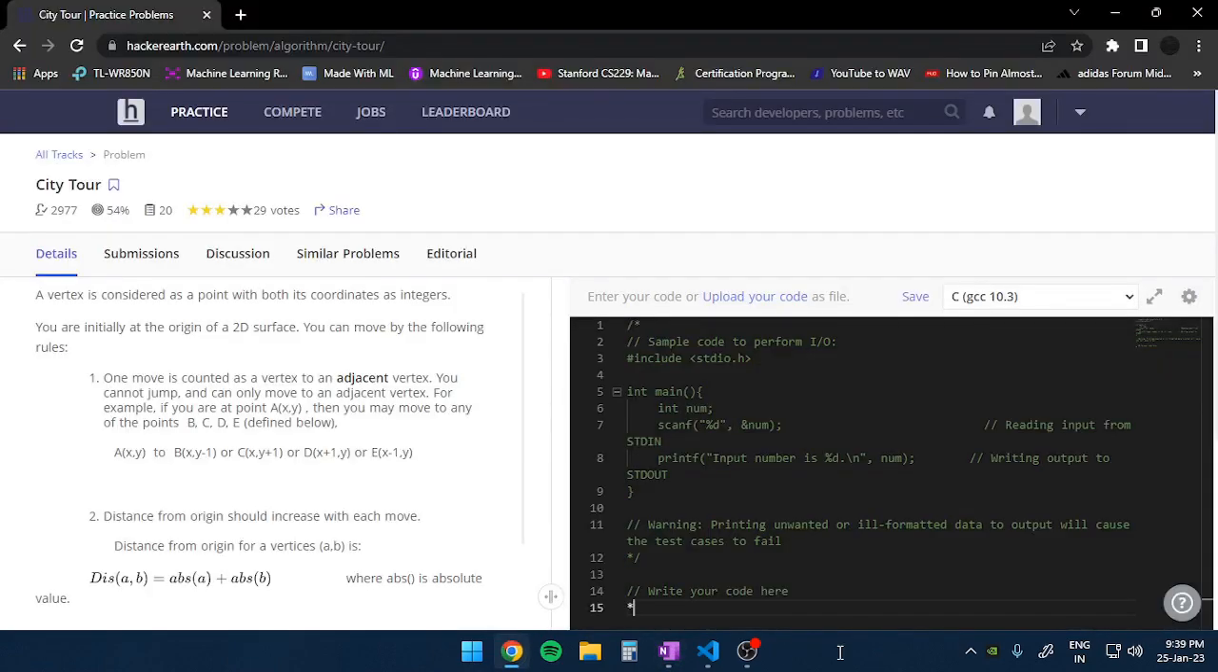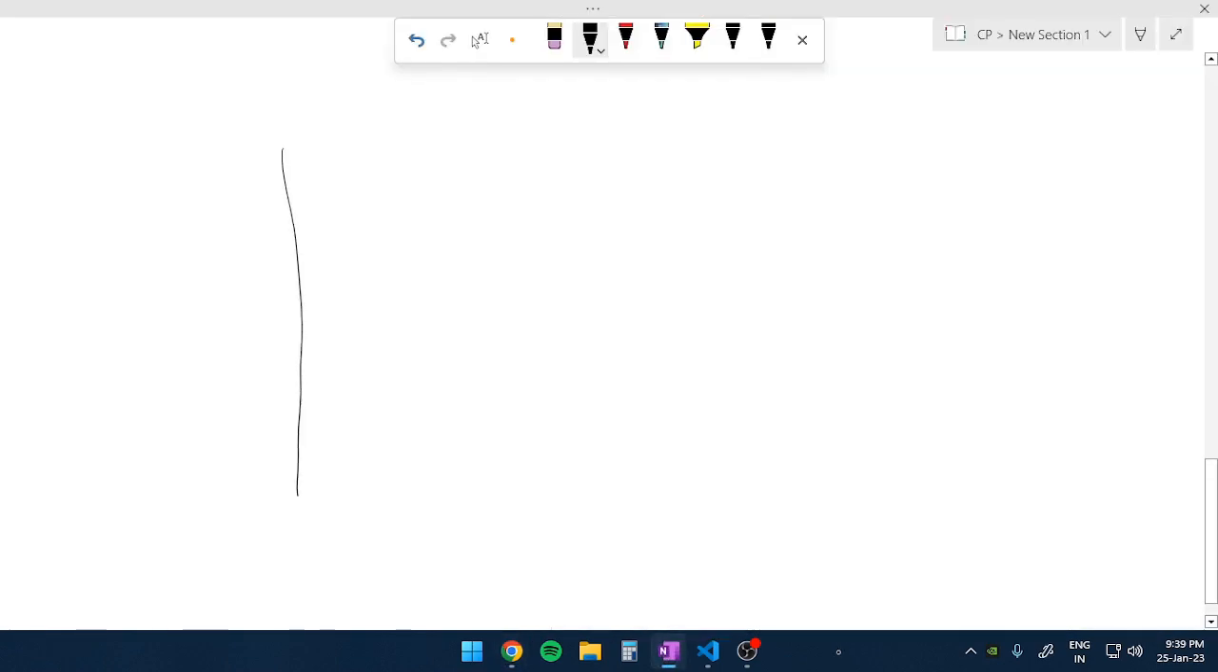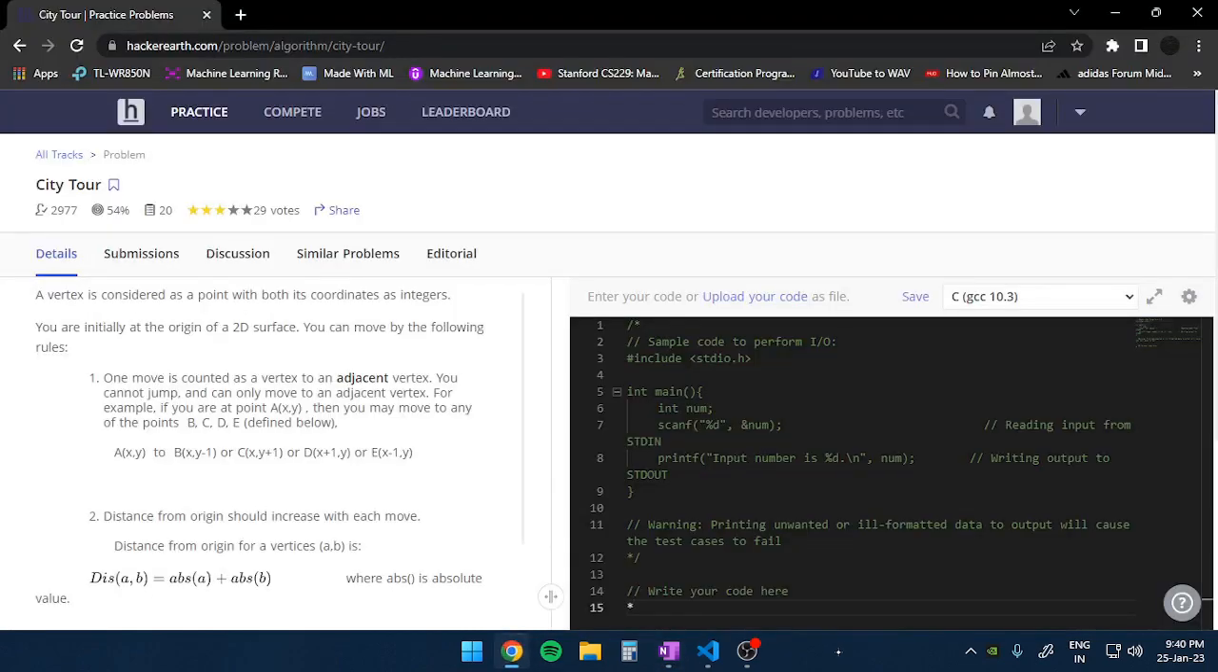Wait, it's a 2D surface, right? 2D surface. So let's draw the coordinates. This is the origin. So they are telling us that if there is a point (x, y), it could move this way, left side, or down. These are the 4 possible ways a point, or a vertex in this case, can move. Okay, they have specified that.